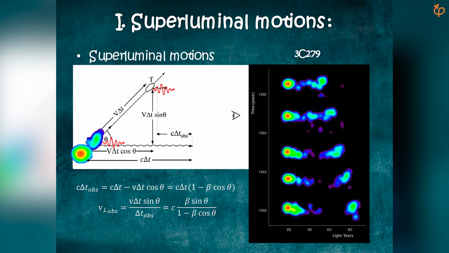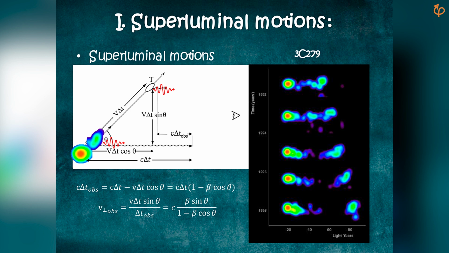Okay, so the velocity that I observe is the distance that I saw across the sky divided by the time that passed between these 2 photons. So it's v delta t sine theta divided by delta t observed. Now all I need to do is to substitute for delta t observed, and I have an equation.